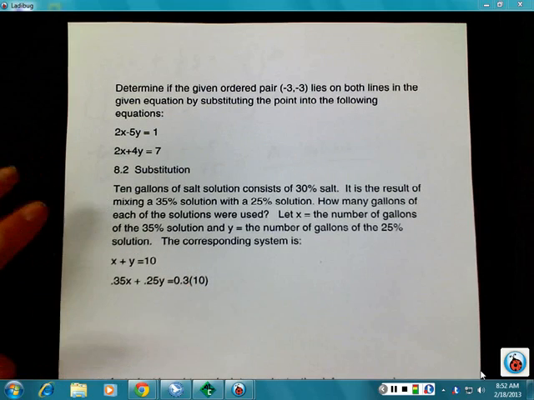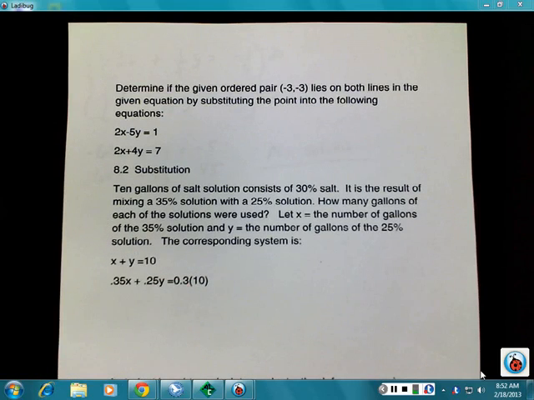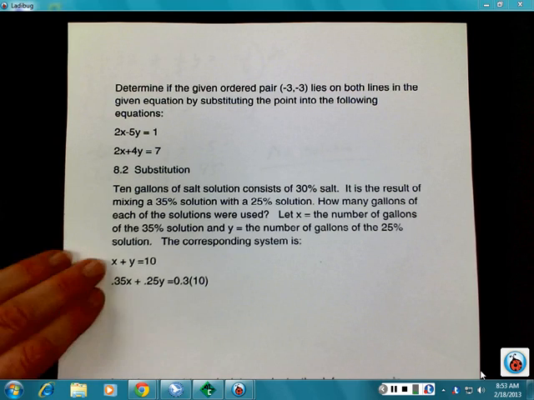It says 10 gallons of a salt solution consists of 30% salt. It is the result of mixing a 35% solution with a 25% solution. How many gallons of each of the solutions were used? Let x equal the number of gallons of the 35% solution, and y equal the number of gallons of the 25% solution. The corresponding system is, and so they give us.